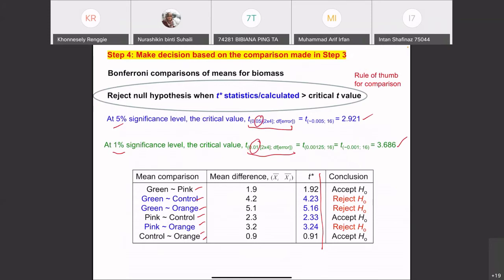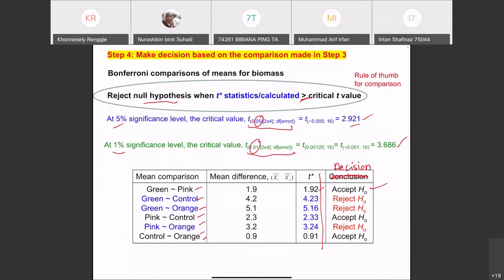So you have to compare this value with this T. And the rule of thumb is to reject the null hypothesis when the T calculated is greater than the T critical value. So if this one is greater, you reject. If it is less, then you accept the null. And then you have to make a decision. This is actually the decision, sorry. So you have to make a decision for all the pairs.